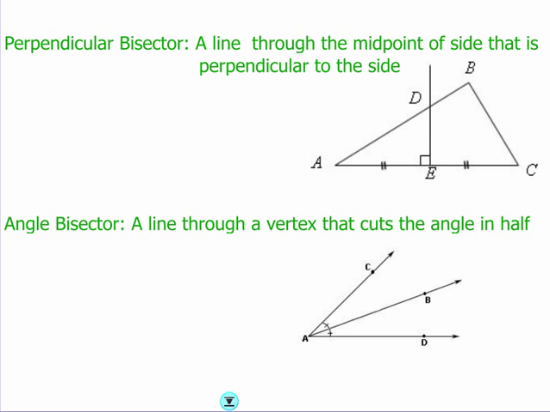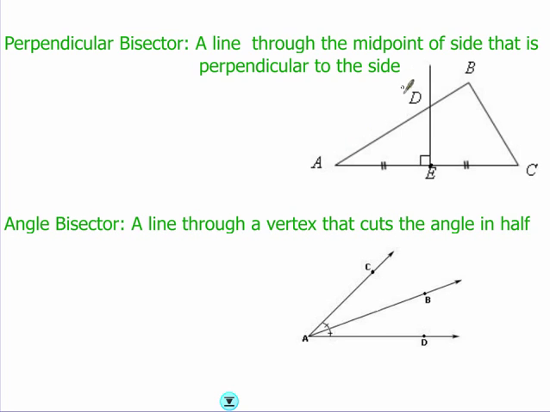So other tools that we haven't talked about before, perpendicular bisector. Okay, a perpendicular bisector is a line that goes through the midpoint of a side and is perpendicular to that side. So think about this: bisector means it cuts it in half, and perpendicular means it's perpendicular. So it makes a right angle, and these two segments, CE and AE, will be equal.